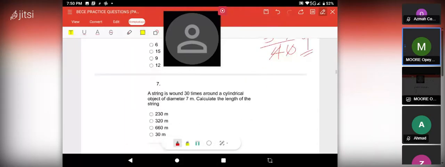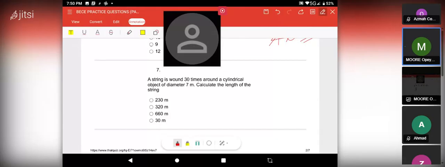A string is wound 30 times around a cylindrical object of diameter 7. Calculate the length of the string. Who can tell us what to do here? All you need is to calculate the perimeter of the cylinder. Remember, a cylinder has a circular face, so that is what we need to calculate.